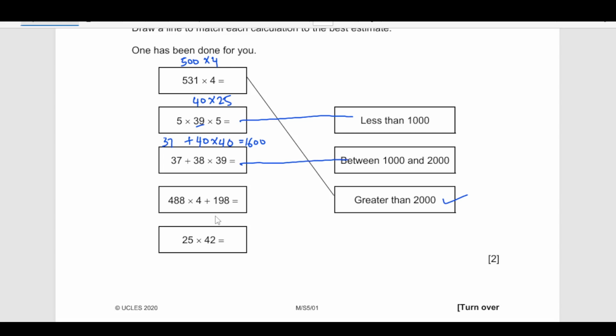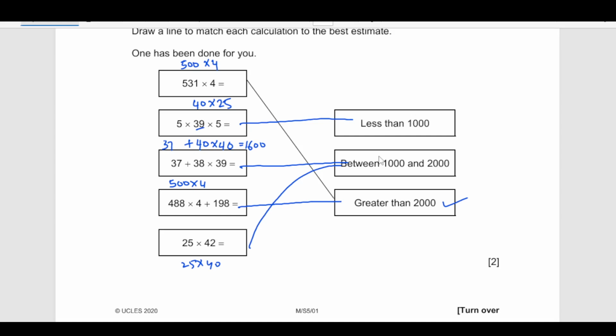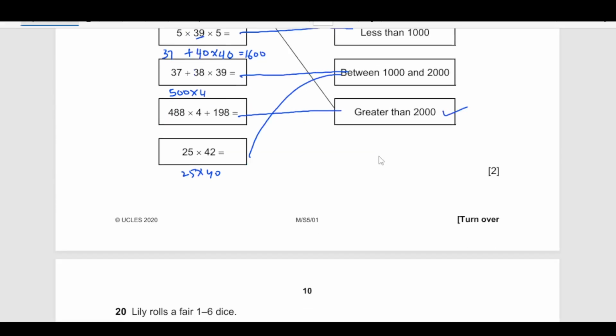Now, this one here 488, this can be made easily 500 times 4, which is 2000, 2000 plus something. So, that makes it greater than 2000. So, this will be matched here. So, this is 25, 25 times I can make it 40, because 42 is nearest to 40. So, 25 times 4 is 1000 plus something. So, it is going to be greater than, not less than, greater than. So, we are going to match it over here between 1000 and 2000, right. I hope you got it. There is no need to do actual calculations, you have to make the estimation, okay.